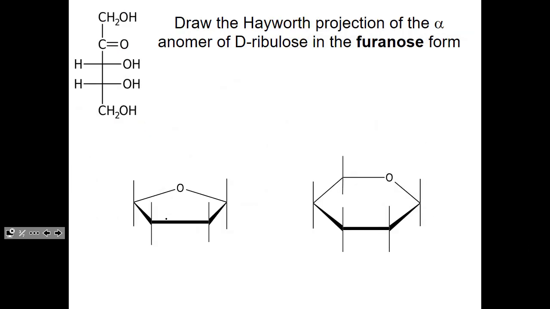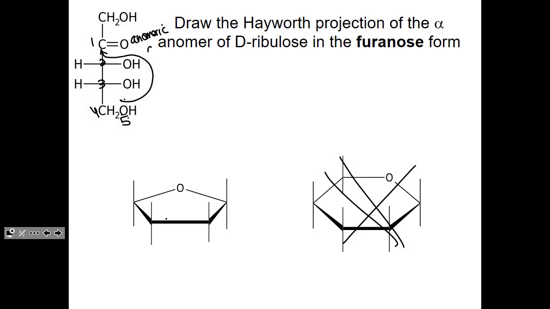Let's draw the Haworth projection of the alpha anomer of D-ribulose in the furanose form. Again, we're drawing a 5-membered ring. 1, 2, 3, 4, 5. So our nucleophile is going to be here. We're going to attack at the carbon 1 position. I'm sorry, yeah, it's actually C2, our anomeric carbon. Okay, we want the alpha anomer, all right? And now we don't have a terminal CH2OH group because our CH2OH group actually contains our nucleophile, which will be here, right?